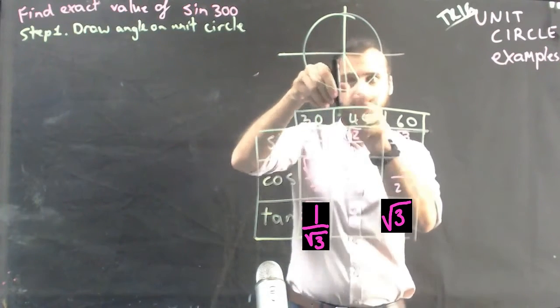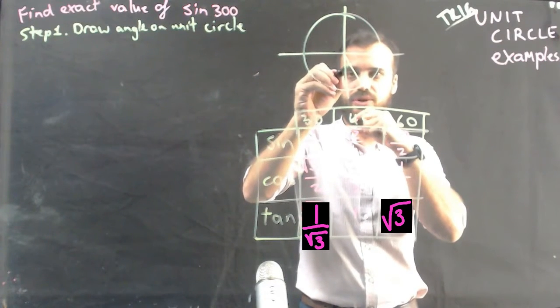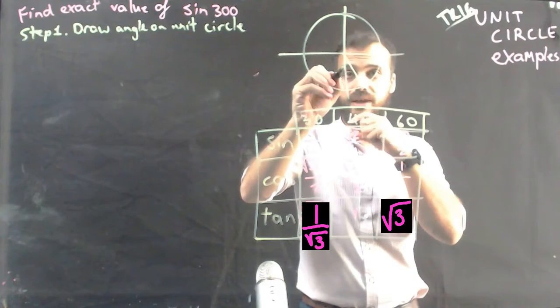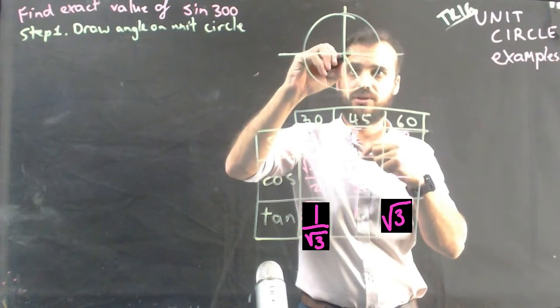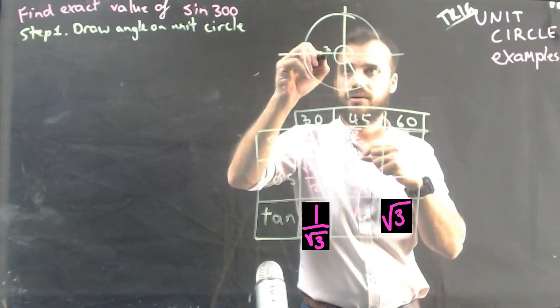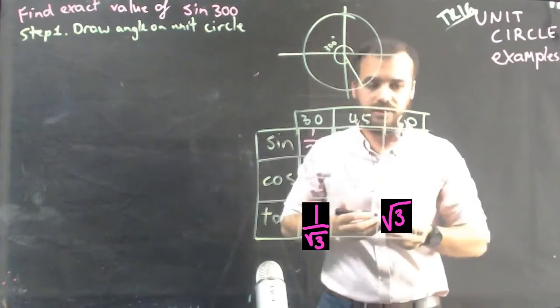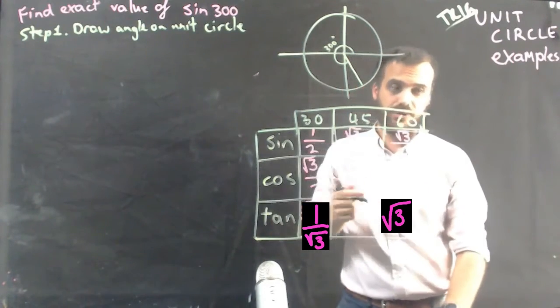Now, I said plus another 30, so it means that angle there is 30. But I don't care about that angle, I care about this angle. So for now, I'm just going to draw that in. That's 300 degrees. Now that brings us to step 2.